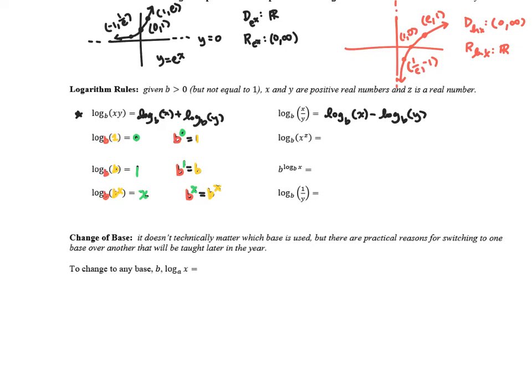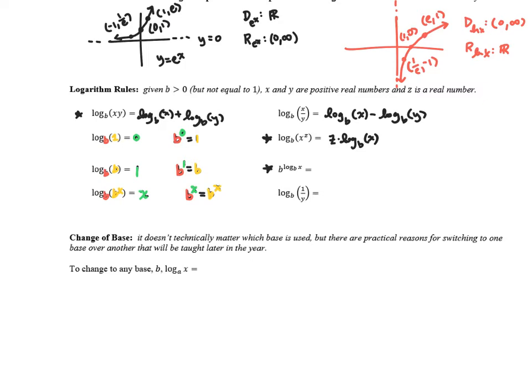Now a useful property here with this logarithm in the next case, log base b of x to the z, is that we can pull a power out of a logarithm and bring it out as a coefficient of the logarithm. It's useful. We'll see it show up here in a little bit.